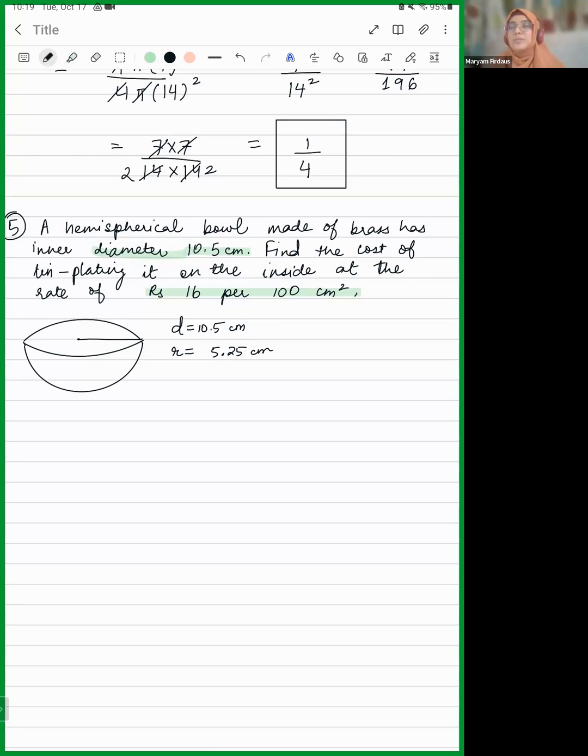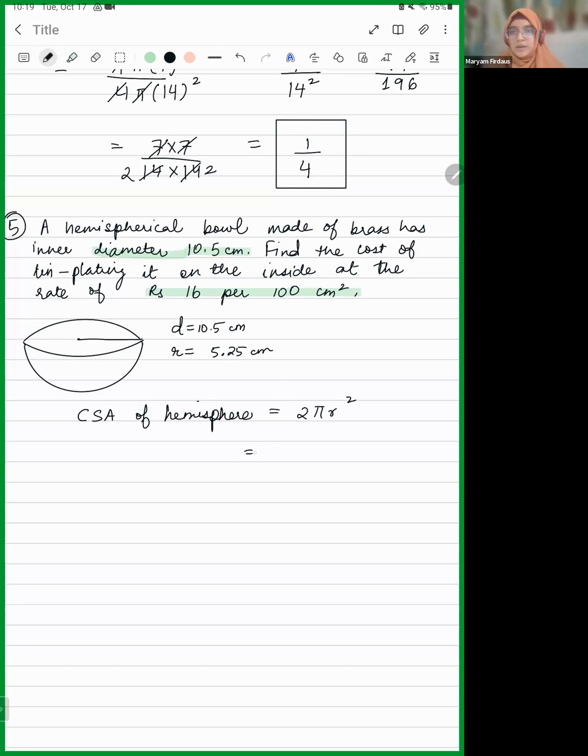Now we have to find the cost of tin plating it on the inside at the rate of this. So tin plating it means what? You're just going to be using the curved surface area, not the total surface area. Total means, imagine there's a lid on top of it and you're considering the lid as well. But here there's no lid in the picture. So we just need the curved surface area. So CSA of hemisphere is how much? 2 pi r square.